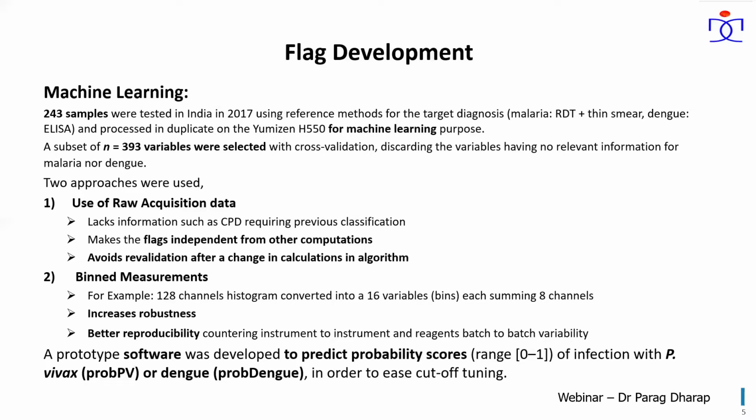A prototype software was developed to predict probability scores ranging from 0 to 1. For infection with P. Vivax, it was called ProbPV, and for dengue, it was called ProbDengue in order to ease cutoff tuning.